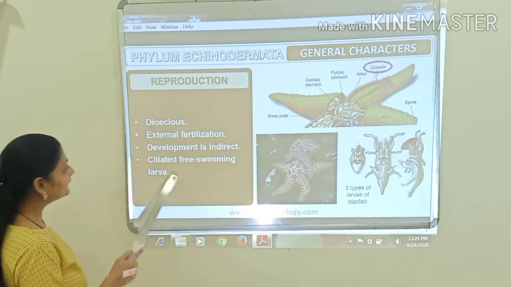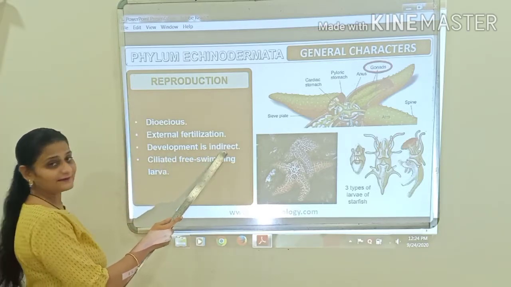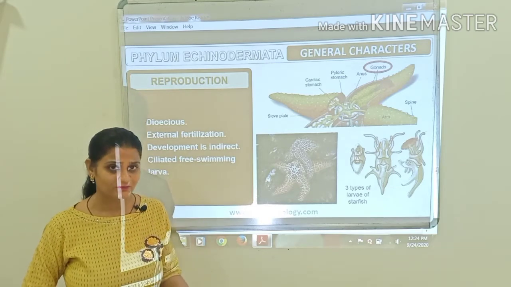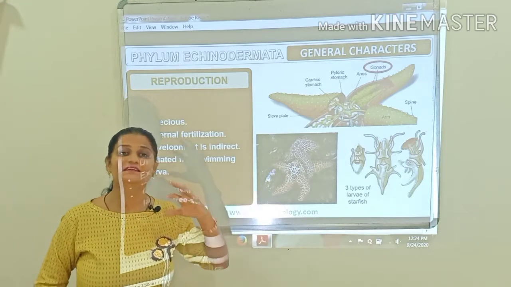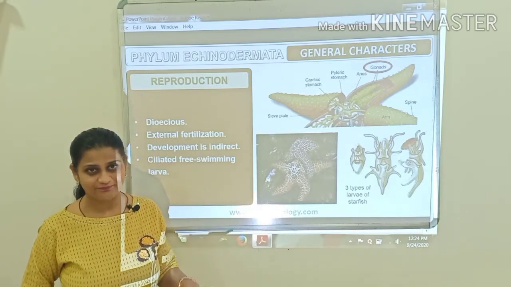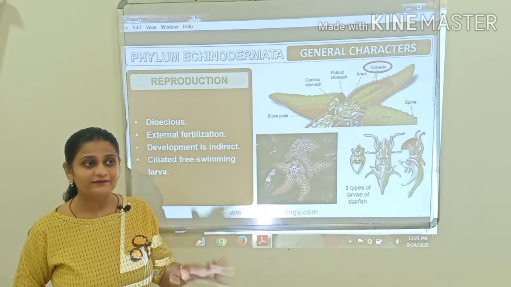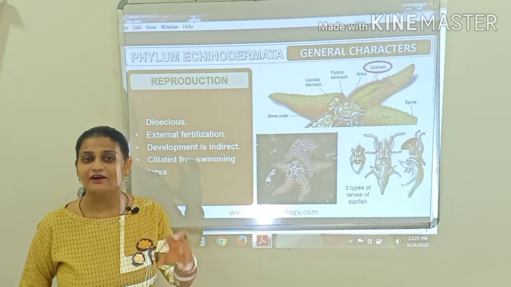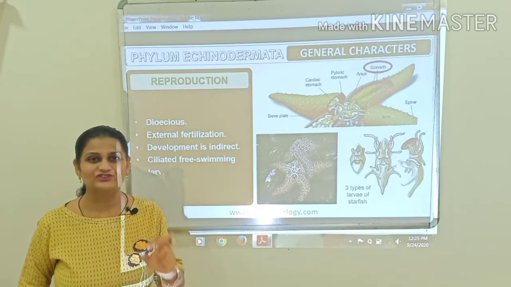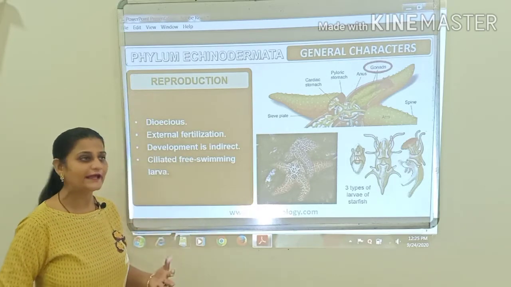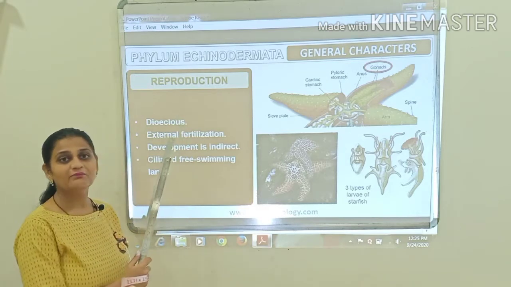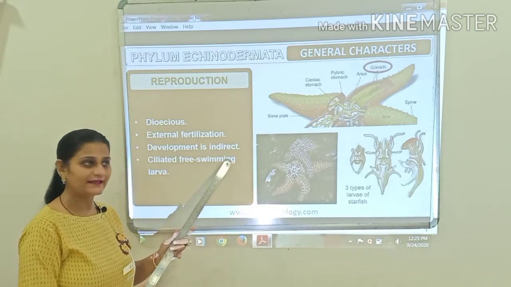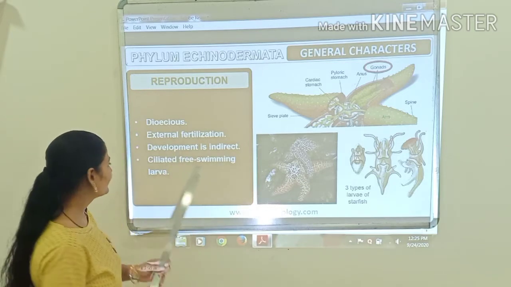Clear? Then development is indirect. I have been explaining this many times. Indirect means the larval stage is produced. In their life cycle, before the adult is produced, the larva will be produced; that is called indirect development. So echinodermata phylum organisms also show indirect development, that means they produce larva.